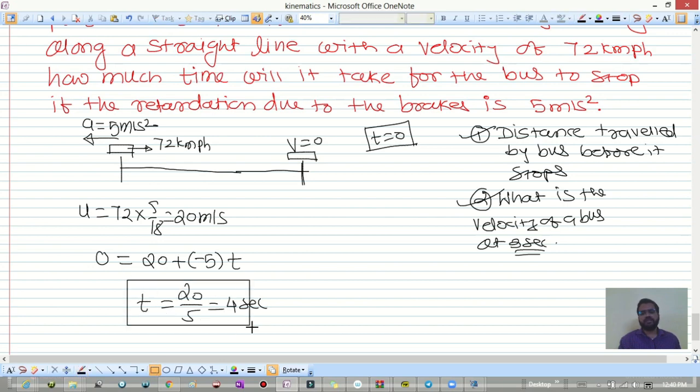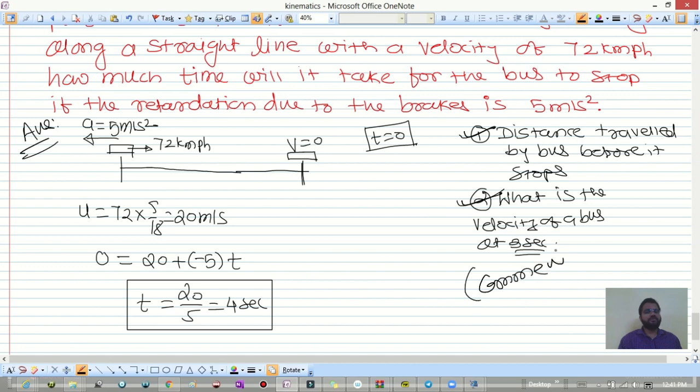So I hope this is clear now. This is 4 seconds which we have. So the answer for this question is 4 seconds. This is the first and this is the second question's answer. Once you get the answer, please comment in the comment box. I'll reply to your comment.